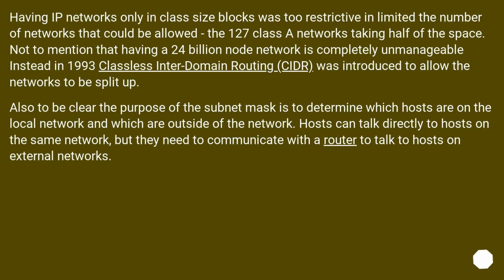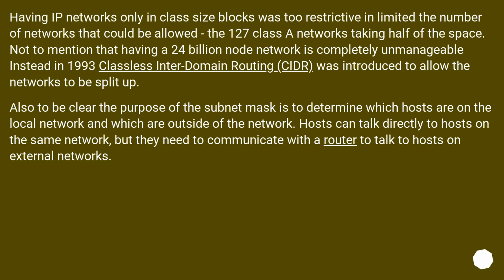Having IP networks only in class-size blocks was too restrictive and limited the number of networks that could be allowed, with the class A networks taking half of the space. Not to mention that having a 24 billion node network is completely unmanageable. Instead, in 1993, classless interdomain routing, CIDR, was introduced to allow the networks to be split up.